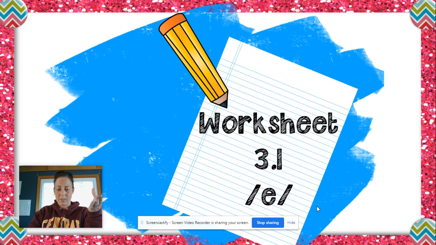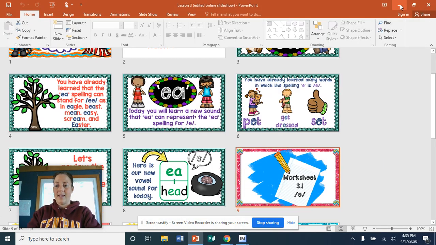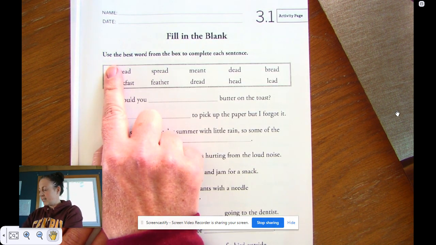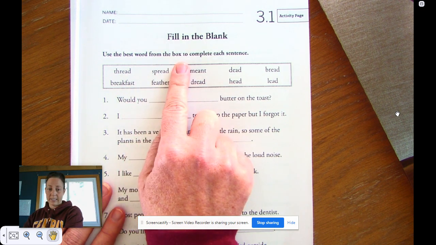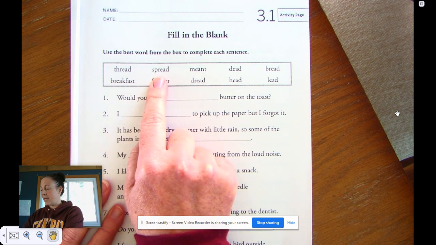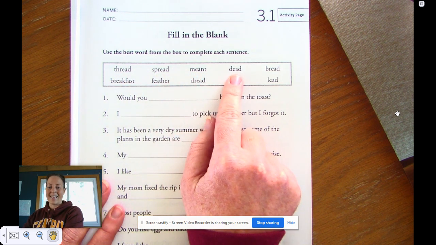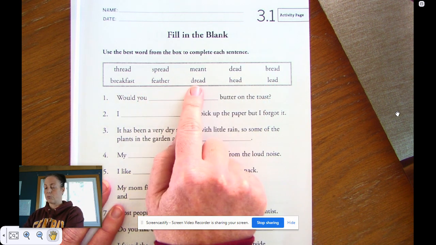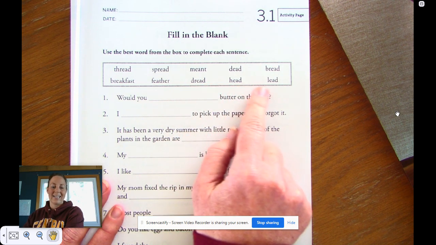Okay, let's practice this real quick. Worksheet 3.1 is on page 17, and I'll read the directions for you. After the directions, feel free to pause, work on it for a little while, and then come back and we can look at the reader together. The directions say to use the best word from the box to complete each sentence. I'm going to read these words for you: thread, spread, meant, dead, bread, breakfast, feather, dread, head, and lead.